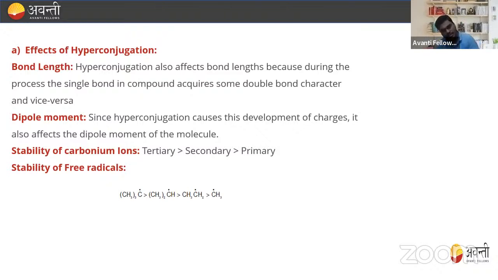Now, if I am talking about stability, the tertiary carbocation is much more stable than the secondary and primary. And for free radicals, the tertiary free radical is much more stable than the secondary and primary. So this is the stability.